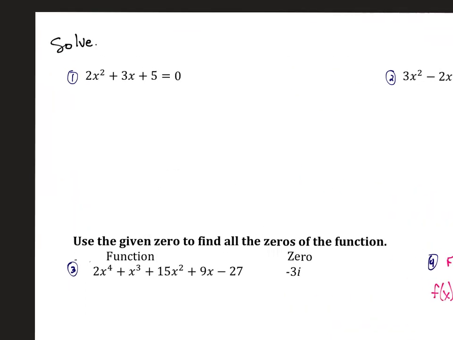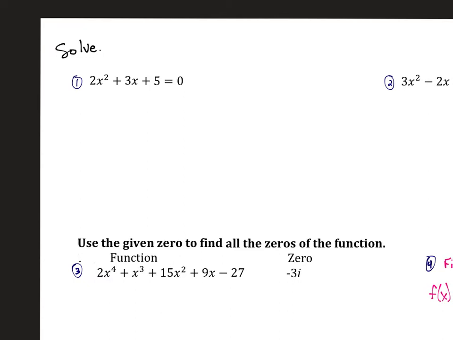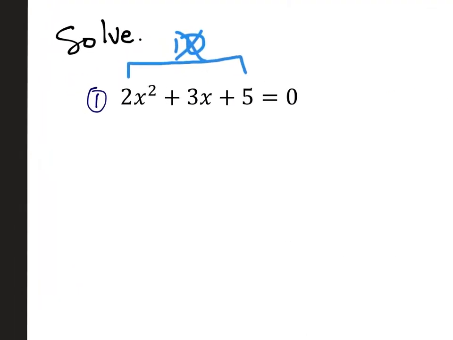So the first thing I do is I look and I see, can I factor? Are there factors, if I multiply a times c, are there factors that multiply to give me 10 but add to give me 3? And that doesn't happen. Since it's a quadratic, I'm just going to use the quadratic formula. So a equals 2, b equals 3, and c equals 5.